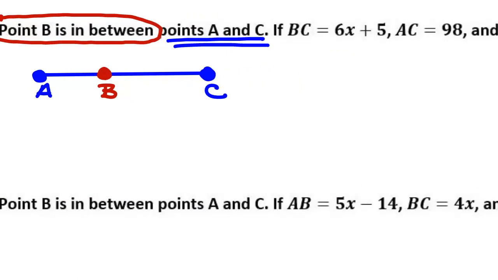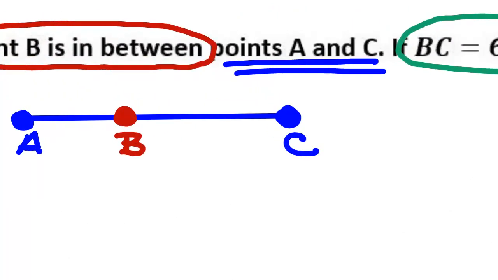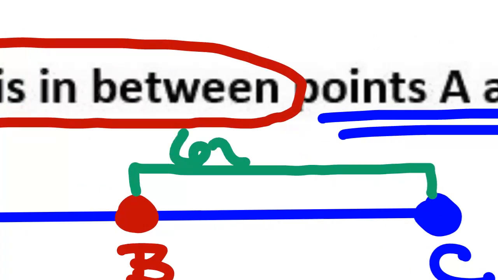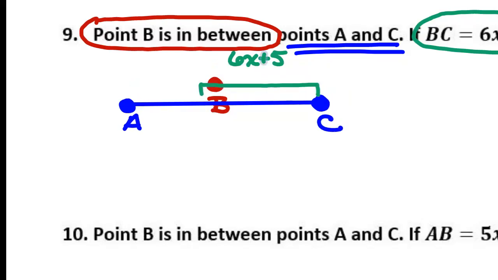All right, now they give me some information that I'm going to add to my picture. They tell me that segment BC is 6x plus 5. So from B over to C is 6x plus 5. What'd you say? Confusing when you had to kind of draw it in? Oh, got it, yeah. So writing down that equation we'll get to here in just half a second.